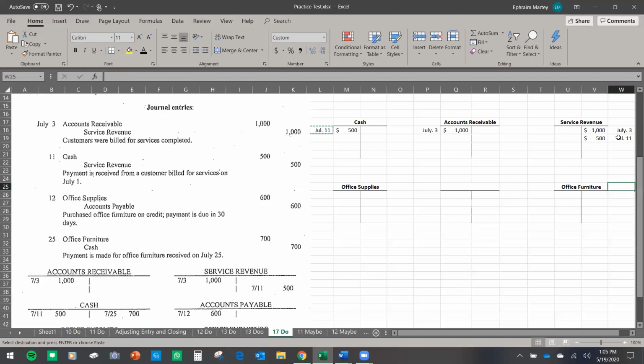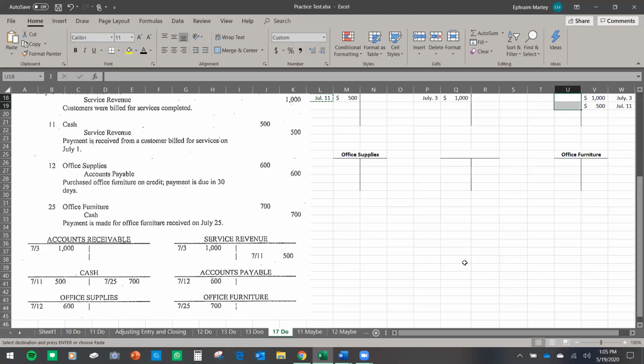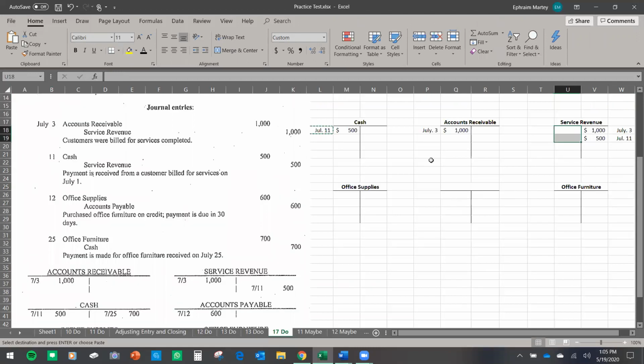It's up to you. You can put the date here before the figure, but this one makes more sense because the date is on the right hand side and then these numbers are within the T account. It makes more sense to me than this one. And this one is wrong anyway, so let's ignore that. Well, we're done with the second one.